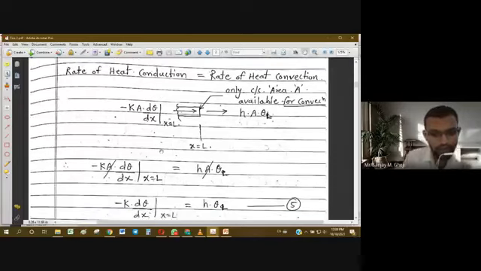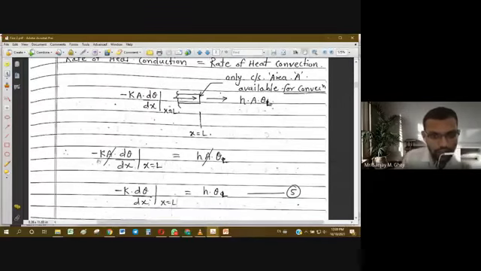Okay, so on the left hand side we have minus kA d theta by dx at x equal to L. Now we have to evaluate the temperature gradient d theta by dx at x equal to L. And on the right side we have hA into theta L. Again, for convection at the tip, the only area available is this. Not the entire surface area. So only this transverse or cross sectional area is available, because the fin is ending here.